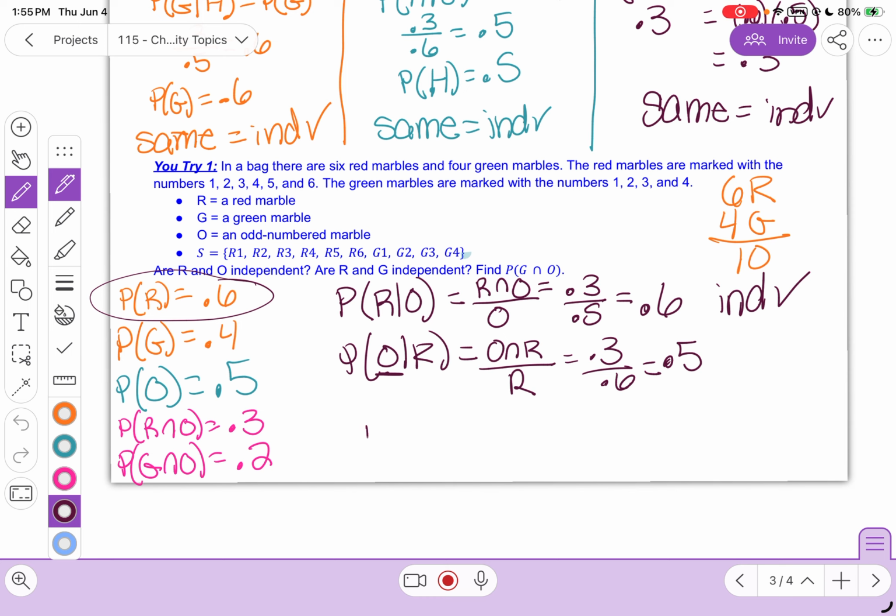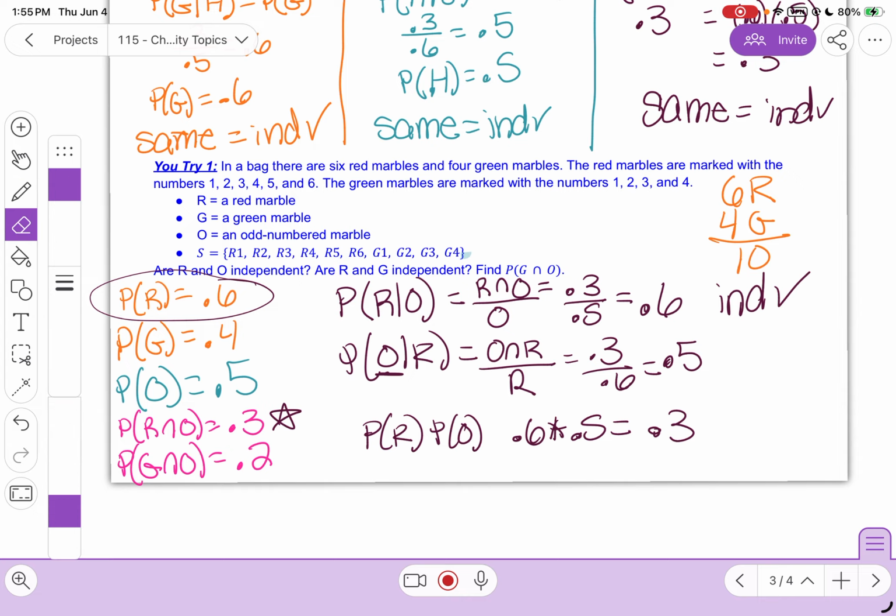And then if we multiply probability of R times probability of O, that would be 0.6 times 0.5, which is 0.3, and that matches the R and the O, so all 3 of those showed us independent. So that first question is yes, they're independent.